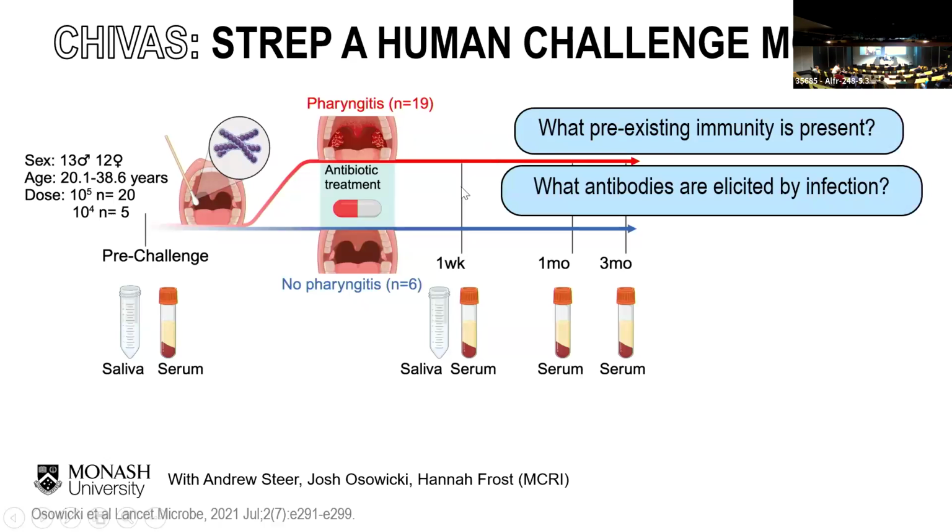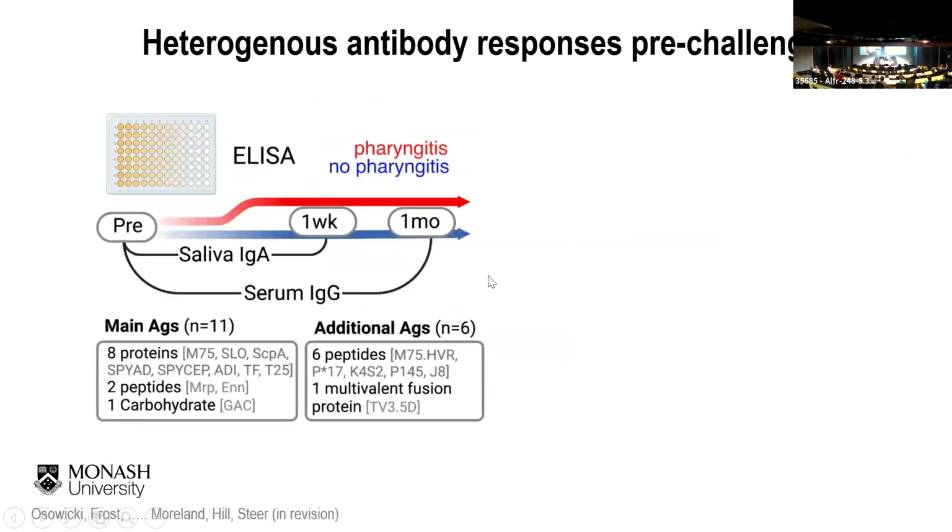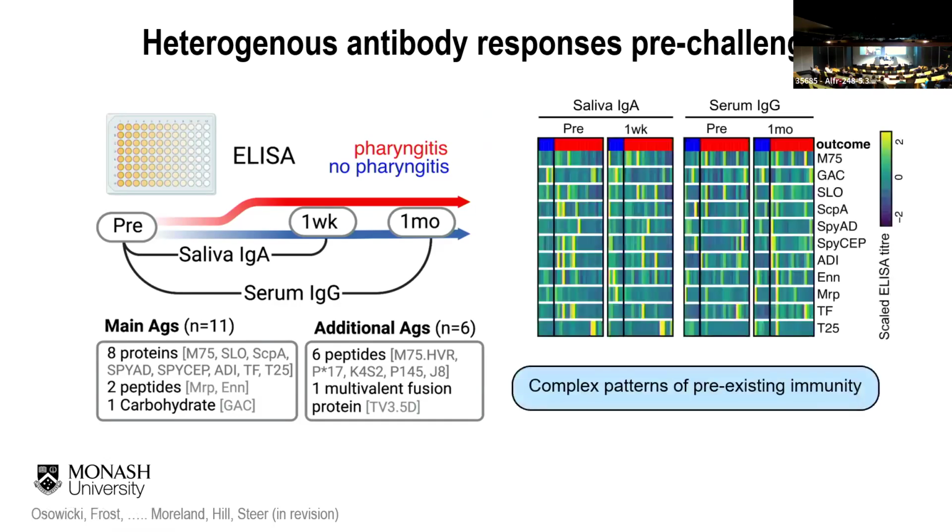And this is a really unique opportunity to ask what pre-existing immunity is present before infection. Because typically, most studies out there only take blood samples at this sort of acute point of infection. The second question we can answer is what antibodies are actually elicited by infection. So Strep A is a very complex bacteria. It's got over 2,000 proteins. So we had to use a kind of multi-antigen approach. So showing here, we've picked 17 of the leading vaccine candidates to study.